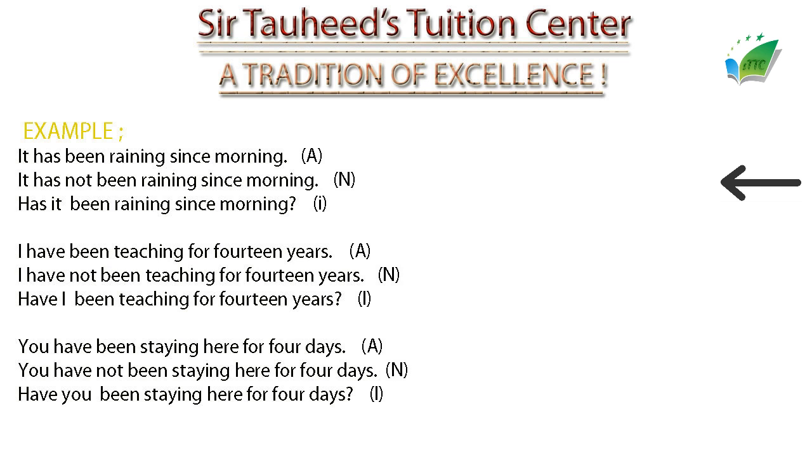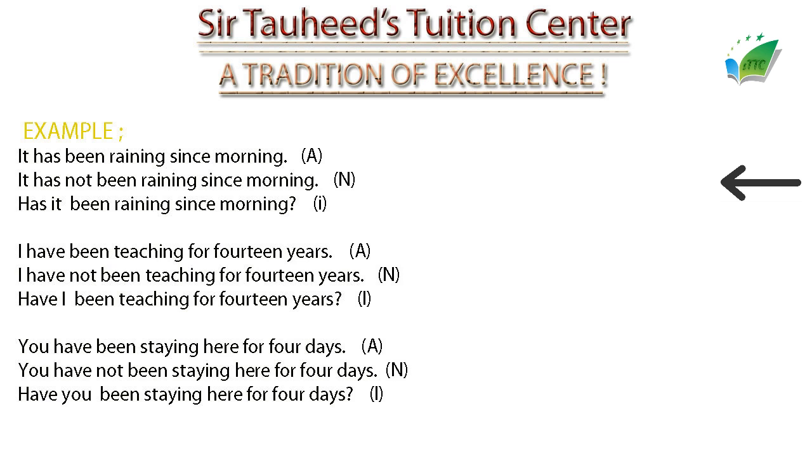Since there is no object, we will mention timing, and the time given here is morning, which is an example of a starting point, because morning says the rain has started from the morning. So morning is the starting point for rain, so we'll use since before morning. The final sentence will become: It has been raining since morning.